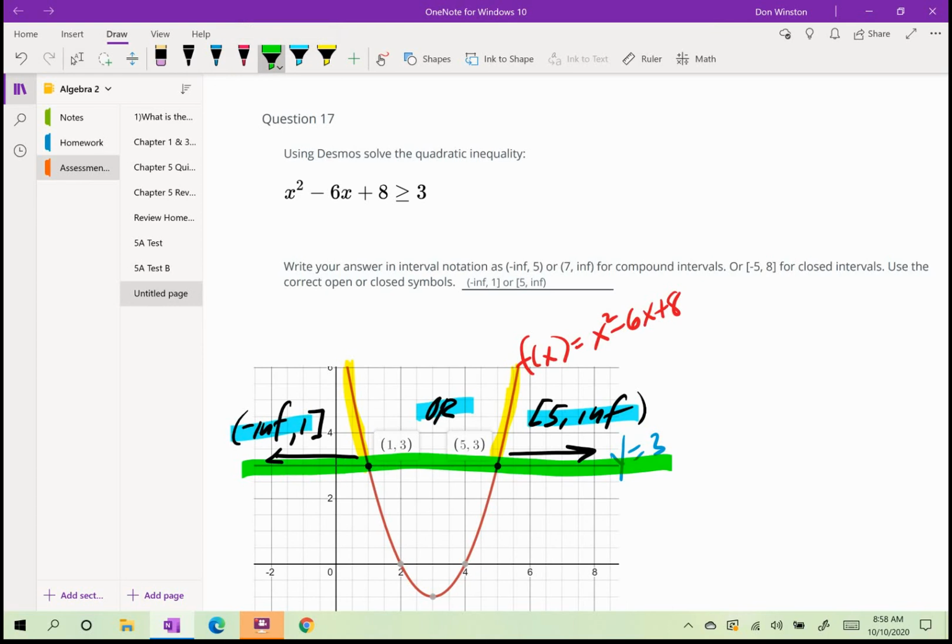Okay, so as you can clearly see, that parabola, the red line highlighted in yellow, is above y is equal to 3, that green line, from 5 to infinity, and then from 1 to negative infinity.